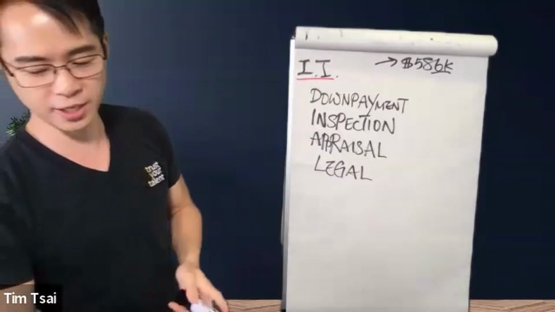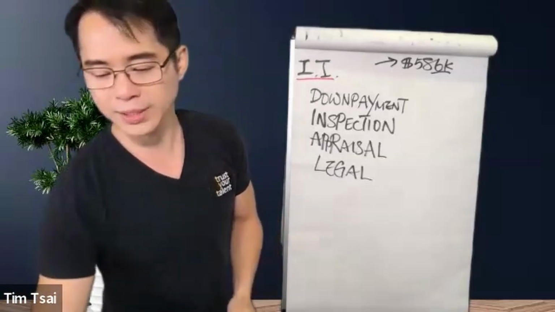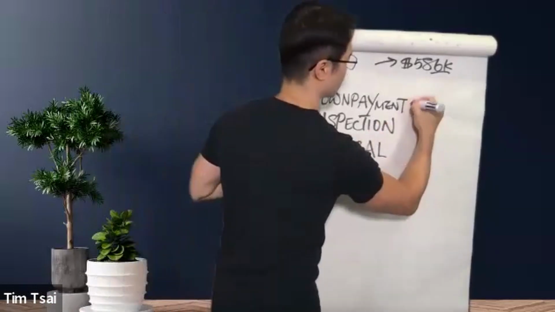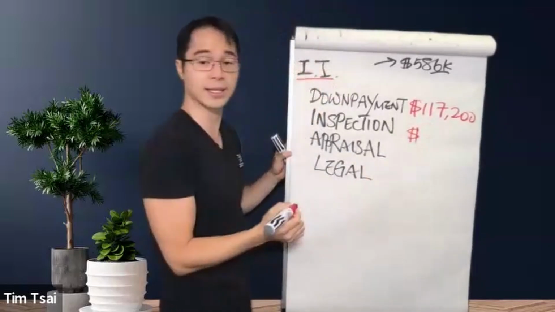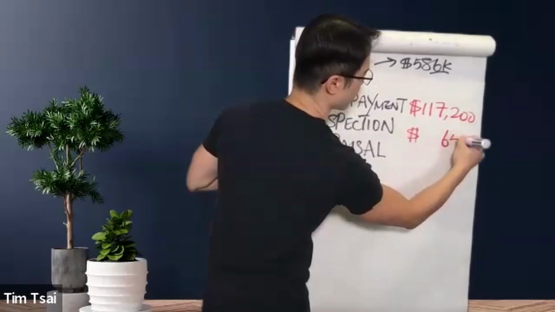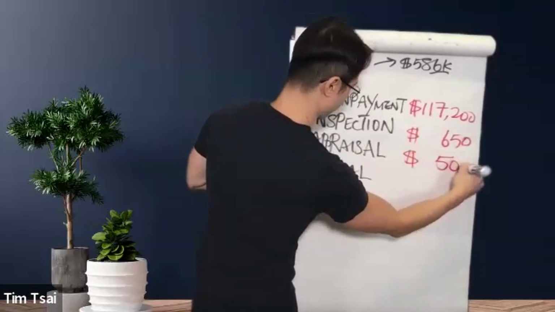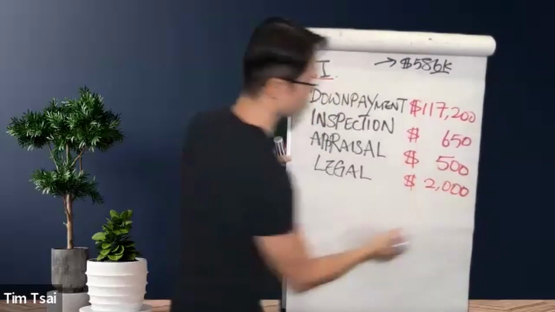In this particular case, let's go back to our app. Down payment of 20% is 117,200. Inspection on a property like this these days is typically about 650. Appraisal, approximately 500. Legal, I always like to budget about $2,000.